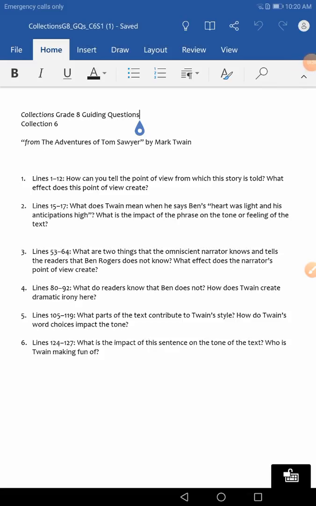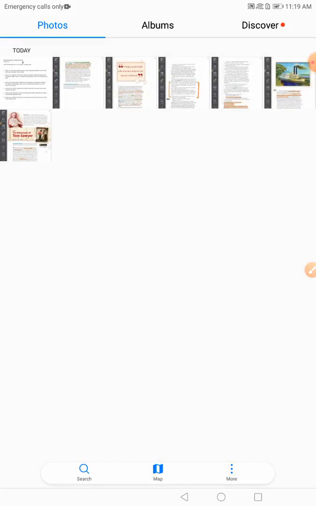Okay guys, after listening to the first passage here, I just want you to go to question number one. After reading the passage from line 1 to line 12, I want you to answer these two questions, actually, because question number one has got two parts. Number one, how can you tell the point of view from which the story is told? And the second part, what effect does this point of view create? Let's now go to the first page.